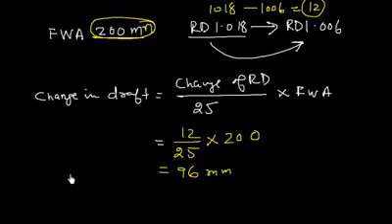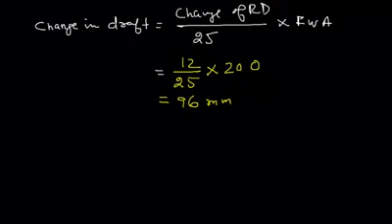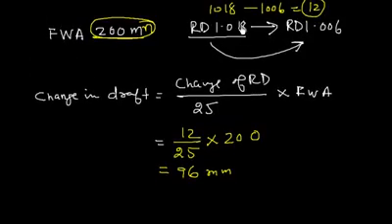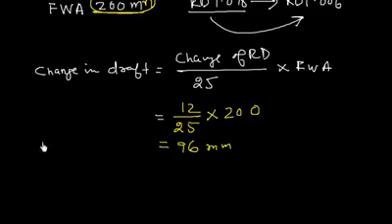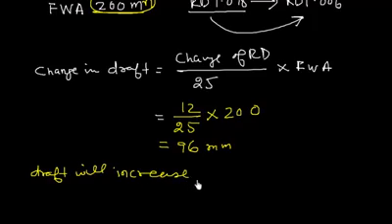So what happened? Since the RD of water has decreased, the vessel has gone from high density to low density. The low density will not be able to support the vessel, so the vessel will sink, and if the vessel sinks, the draft will increase, and that explains the application of this formula.